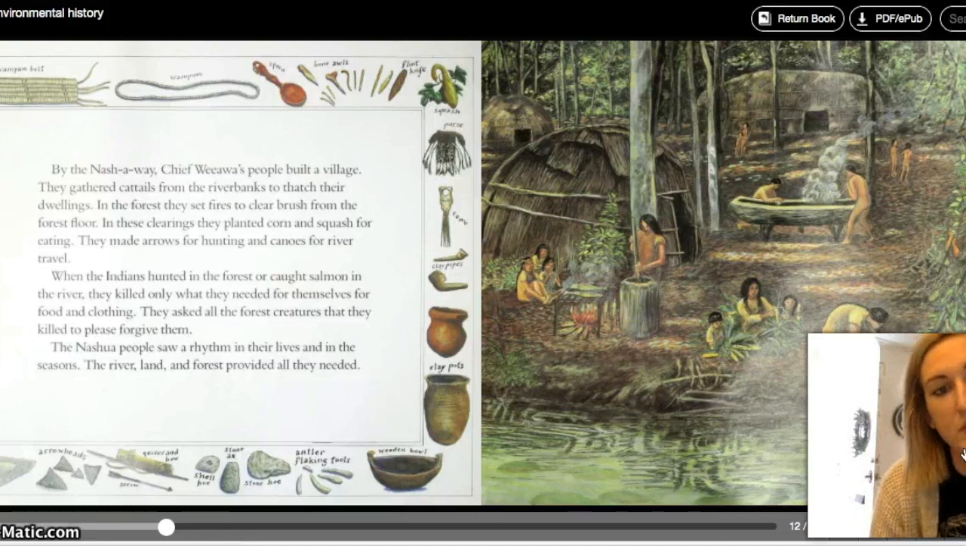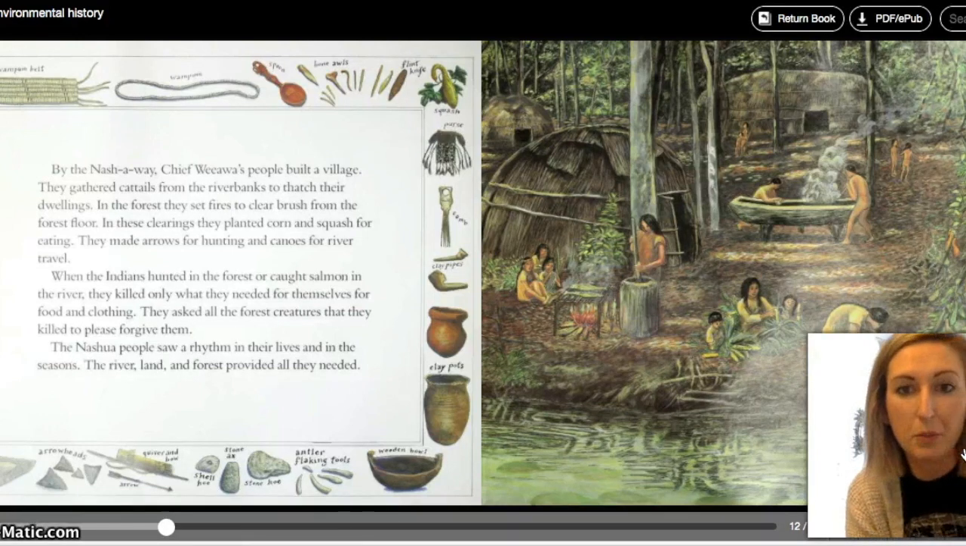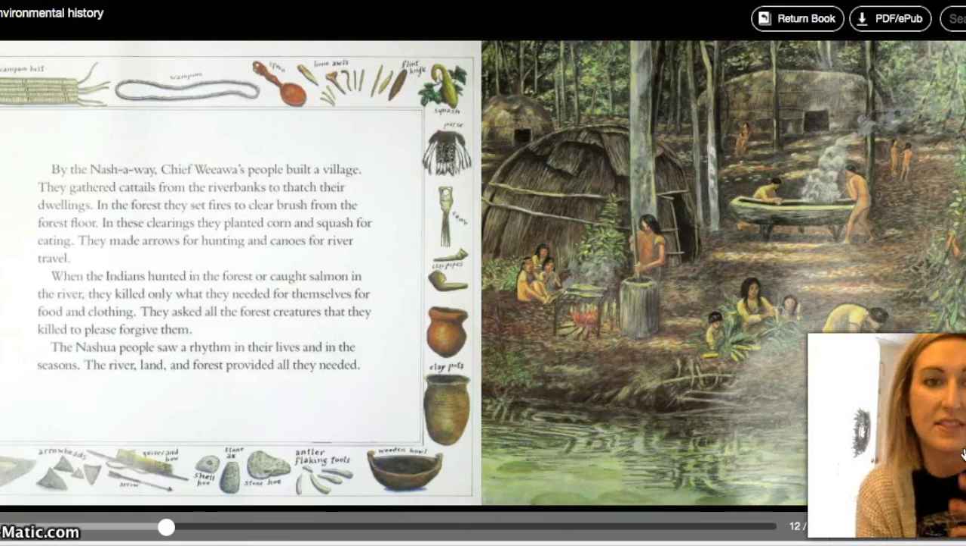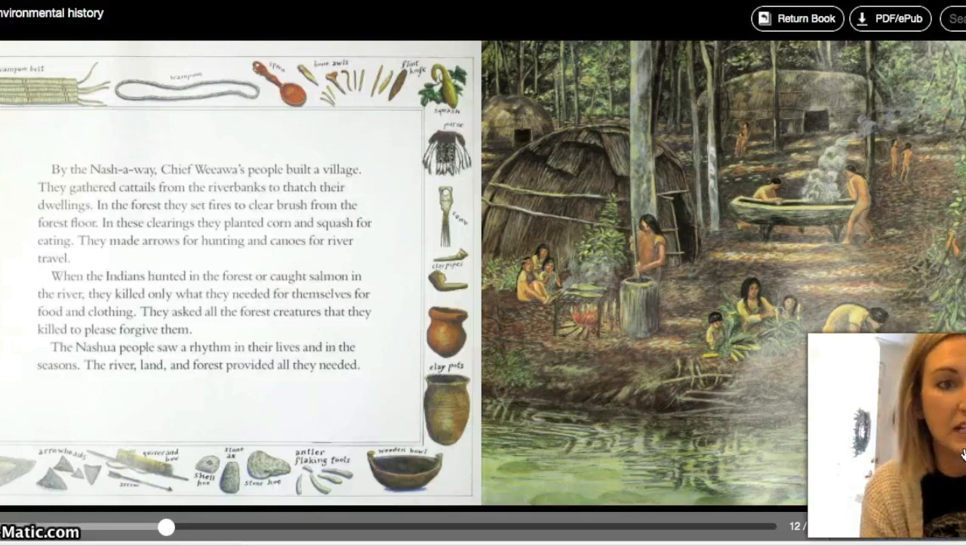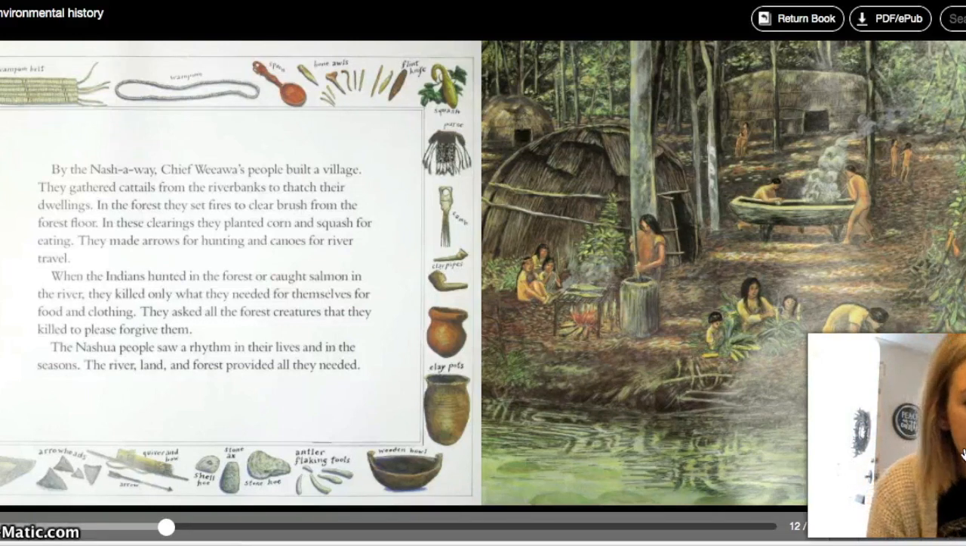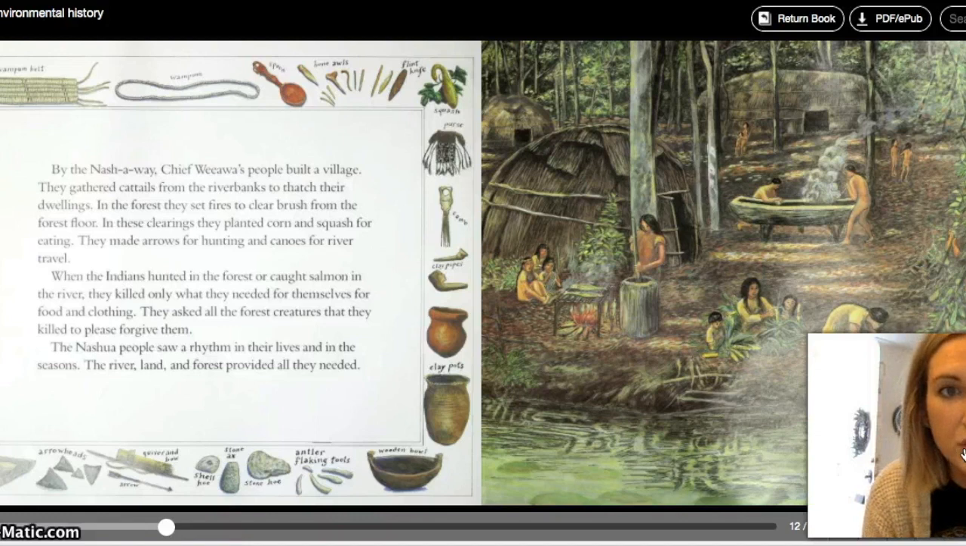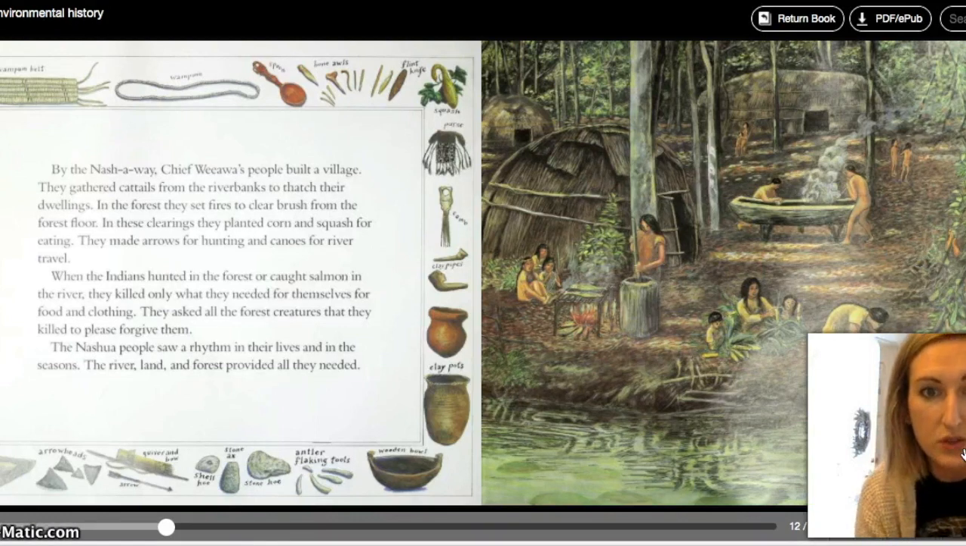The Nashaway people saw a rhythm in their lives and in the seasons. The river, land, and forest provided all that they needed. Now, if you take a moment to look around the border of the text on the left side, you can see all things that they used from the river and their land. Okay, so they've carved a wooden bowl, they've figured out how to make clay pots, there's woven baskets, I see a belt, lots of zucchini and squash, different utensils for cooking and eating.